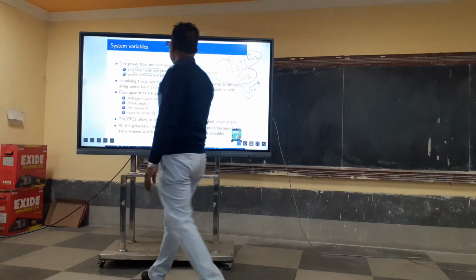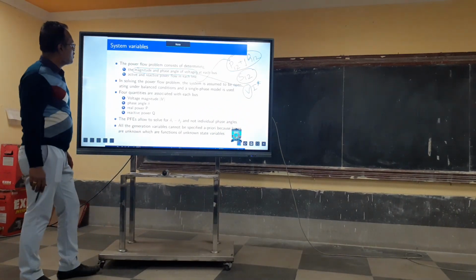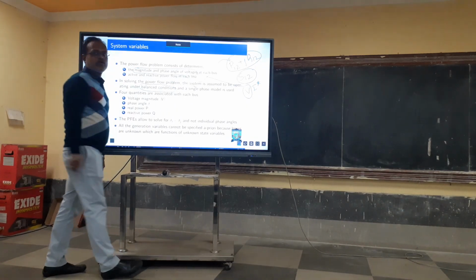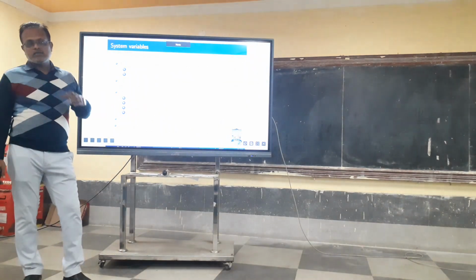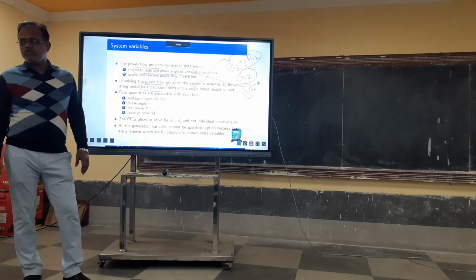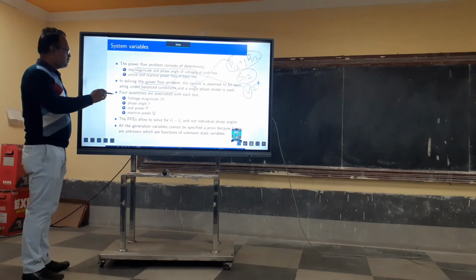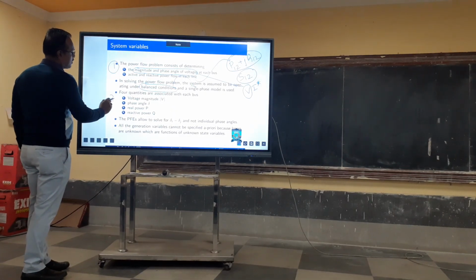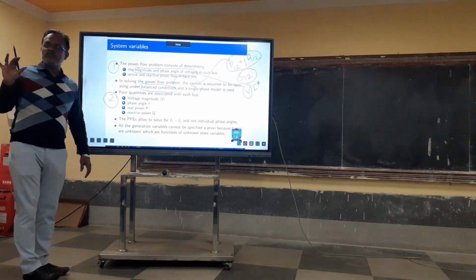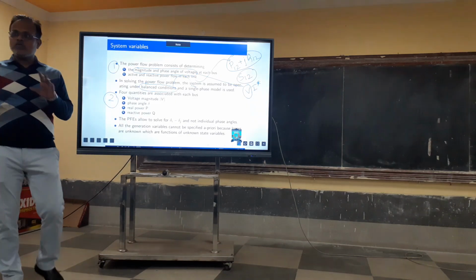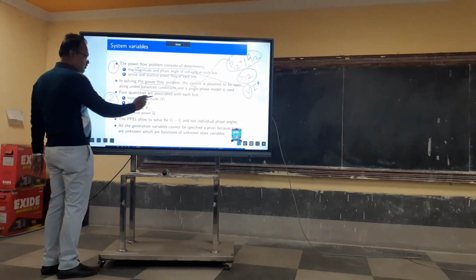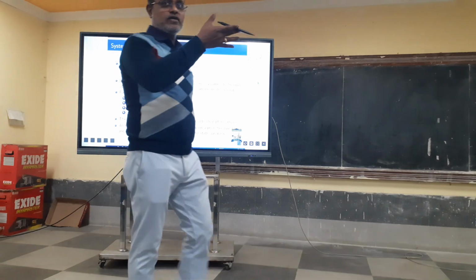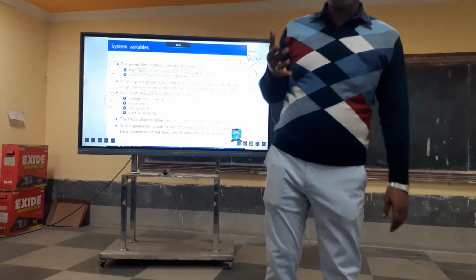In solving the power flow problem, the system is assumed to be operating under balanced conditions, and hence a single phase model is used, which can be extrapolated to 3 phase. So this also you mention. This is point number 1, what we need to get. Point number 2 is that 4 quantities are associated with each bus. First is the voltage. So at the bus we have a certain voltage level.